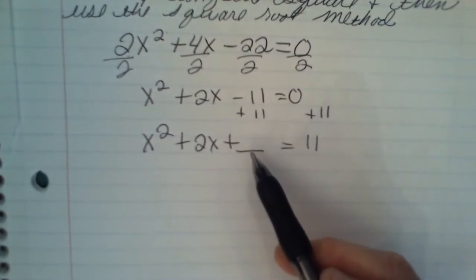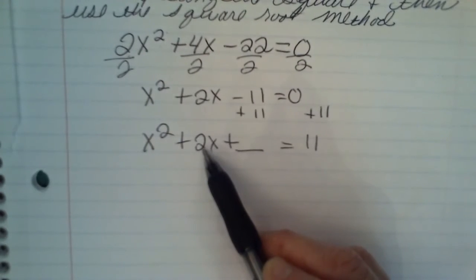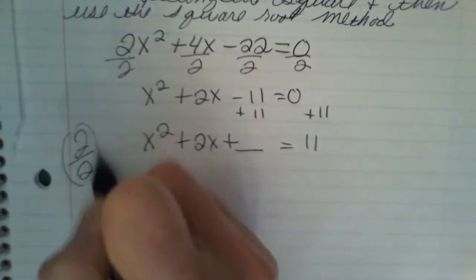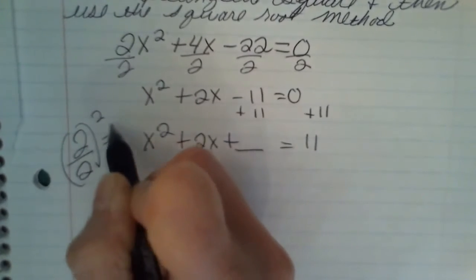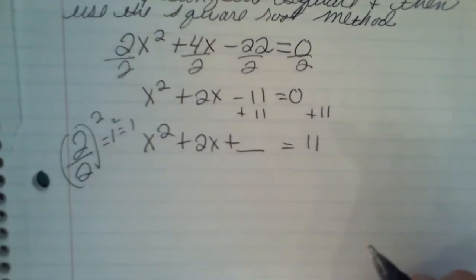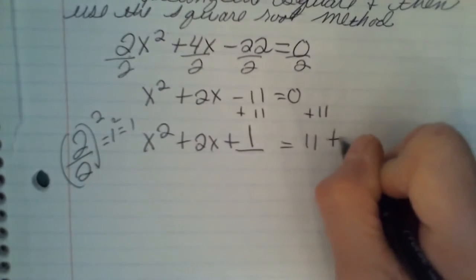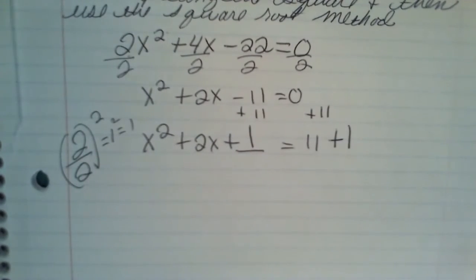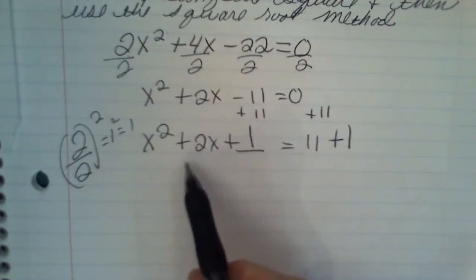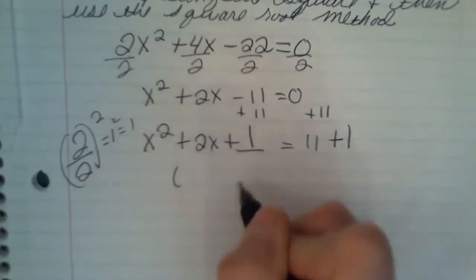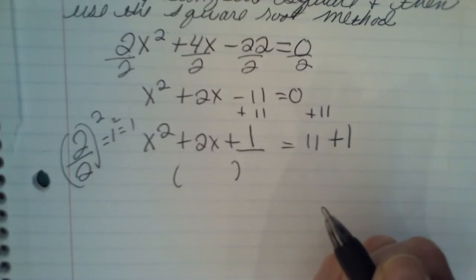In order to determine this constant, I simply take the coefficient of the middle term, which is 2, I divide it by 2, and then I square it. 2 divided by 2 is 1, and 1 squared equals 1. So the constant, the number that I need to add to both sides of the equation, is going to be 1. On the left-hand side, I've created a perfect square trinomial that will factor into a binomial being squared.